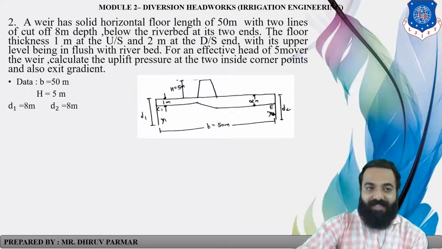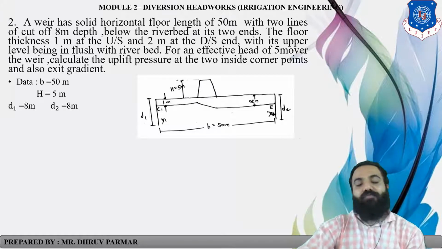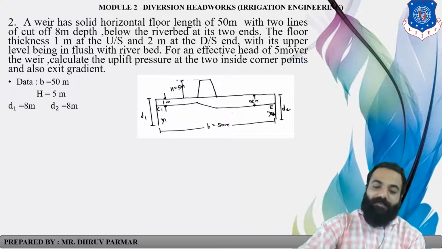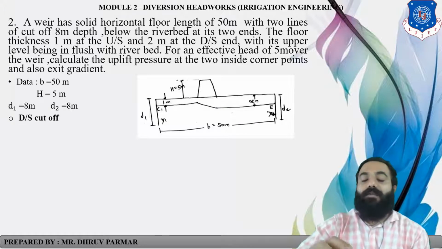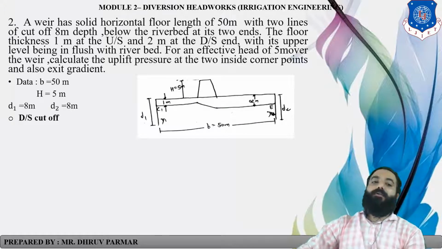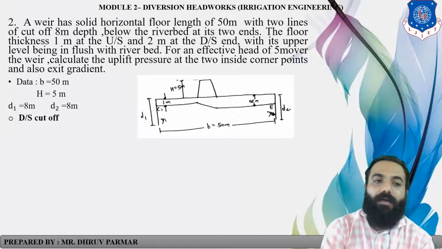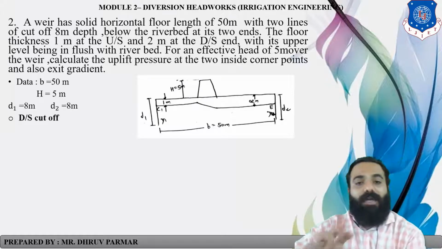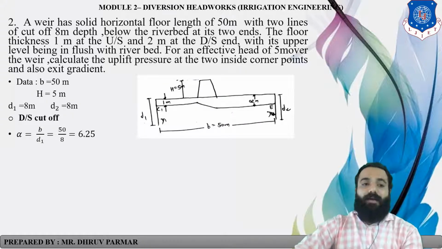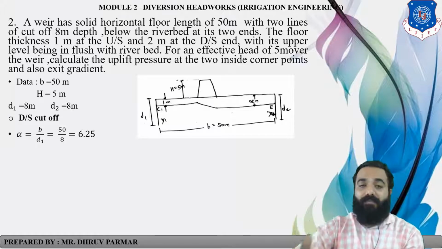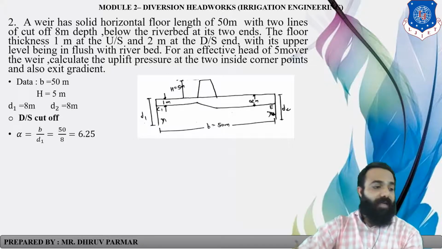The data is like that: B is equal to 50, H equals 5, D1 and D2 are the same, 8 meter. So first case, in this example, we calculate from the downstream side. Otherwise, you can consider the upstream side; there is no issue. So for the downstream side, first of all, we find alpha. What does alpha mean? It is a constant equal to B by D.